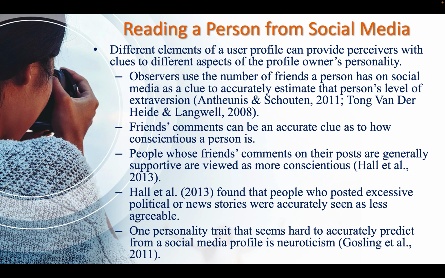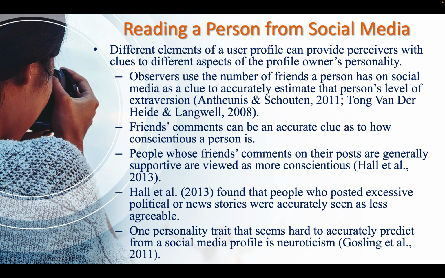Different elements of a user profile can provide perceivers with clues to different aspects of the profile owner's personality. Observers use the number of friends a person has on social media as a clue to accurately estimate that person's level of extroversion. Friends' comments can be an accurate clue as to how conscientious a person is. People whose friends' comments on their posts are generally supportive are viewed as more conscientious.